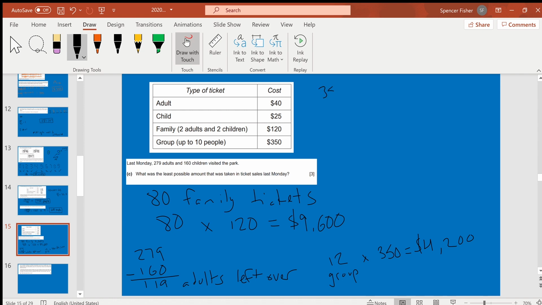If we have the $350 and we divide it by 9 people, for example, that comes out to roughly $38.30, I think, something like that, which is still less than the $40. So it's still going to be cheaper to buy the group ticket per person than to buy 9 adult tickets, which 40 times 9 is $360. So that's still more expensive than the group ticket altogether. So we'll add those up, and our final answer will be $13,800.